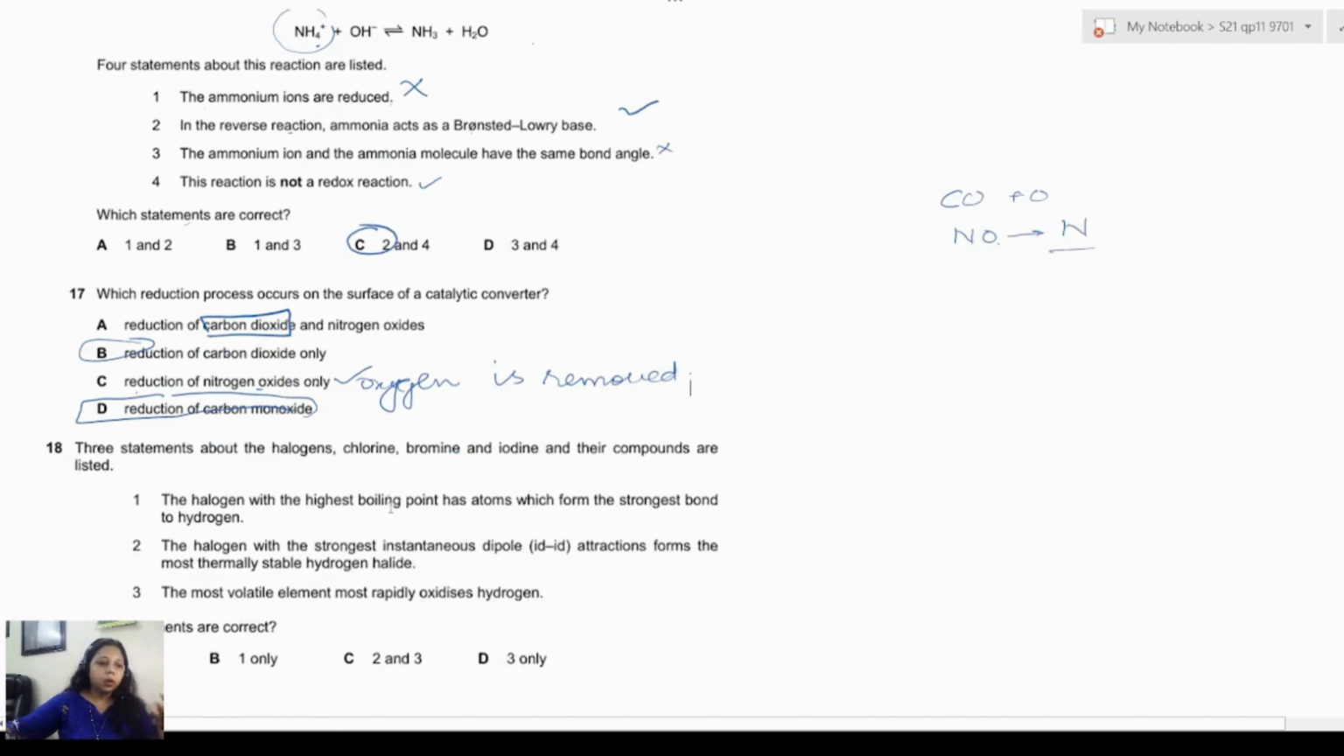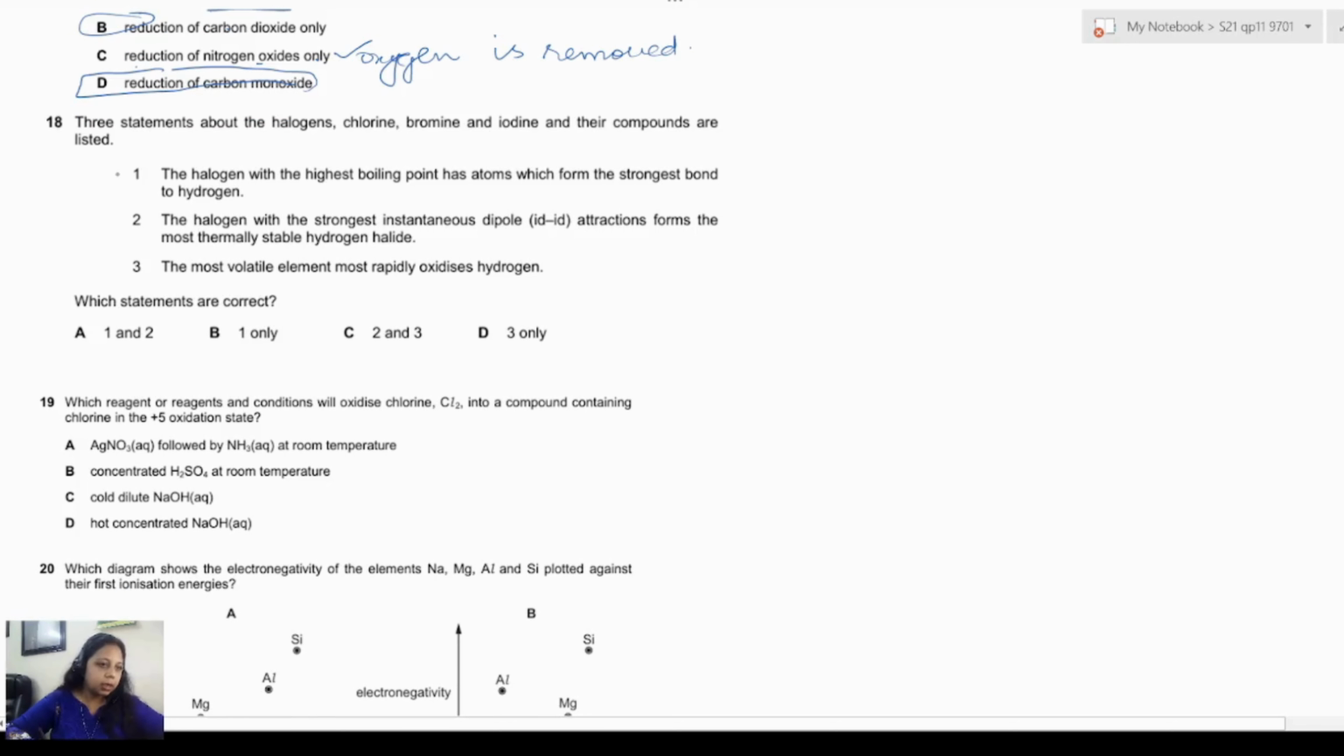The next one has three statements about the halogens chlorine, bromine, and iodine, and their compounds. Let's see which statements are correct. The halogen with the highest boiling point has atoms which form the strongest bond with hydrogen. No, we say down the group the boiling point increases, while the strongest bond is between fluorine and hydrogen, because fluorine is highly electronegative, and that's why its acid is quite weak, because it's not going to leave this hydrogen. So this statement is incorrect.